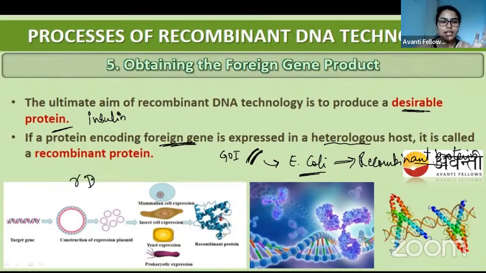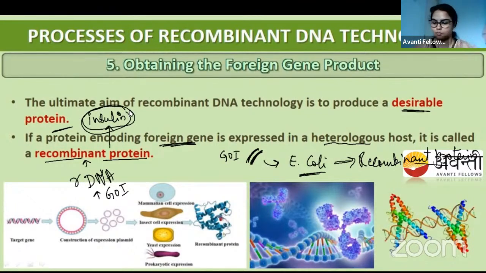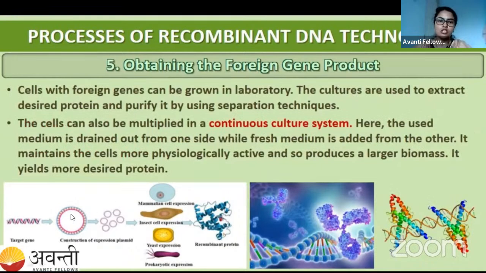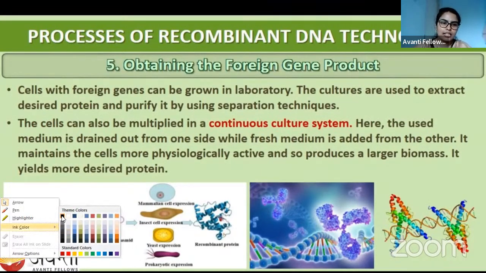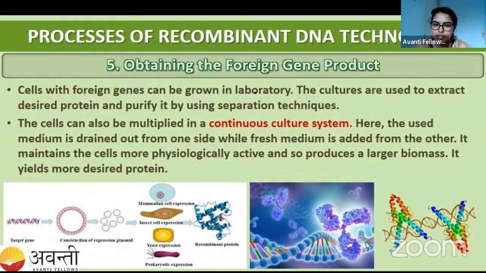Look, what did we get from recombinant DNA? We got recombinant protein. This was not originally in E. coli. After the introduction of the gene of interest, we got the recombinant protein. So this protein is nothing but our desired insulin. Okay, chalo. Now furthermore, you want to see here: cells with foreign genes can be grown in the laboratory. That is true. We are using laboratory techniques to grow the cultures. Cultures are used to extract the desired protein and purify it by using separation techniques.